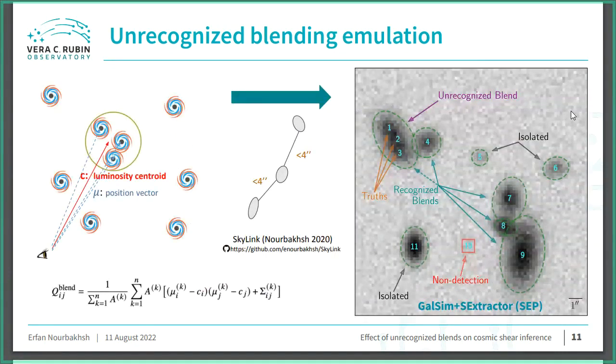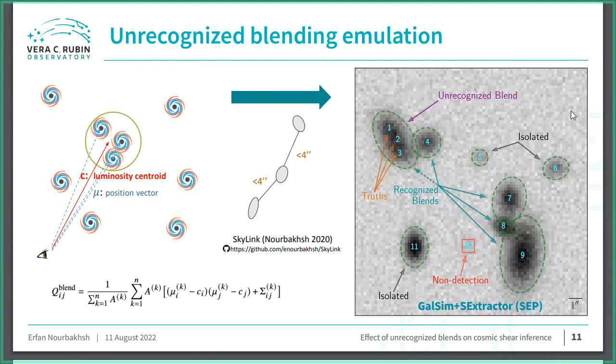So here's just an example. On the left, you see some galaxies from those crowded regions, dense regions, that are within 4 arcseconds in separation in the sky. And they make these groups, these blend candidates. We make images for these areas. You can see it on the right. And it's going to look like this. So this is created by GalSim, and the detection is done by Source Extractor through SEP. And here you can see galaxies numbered as 1, 2, and 3 in the truth catalog made an unrecognized blend in the observed catalog.